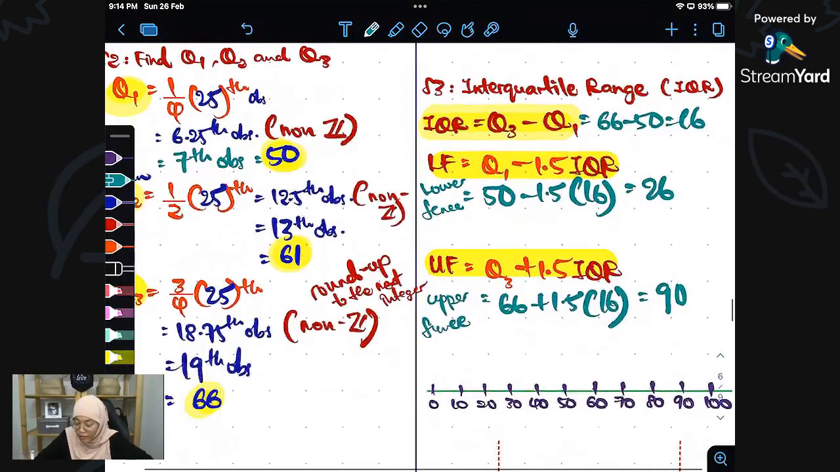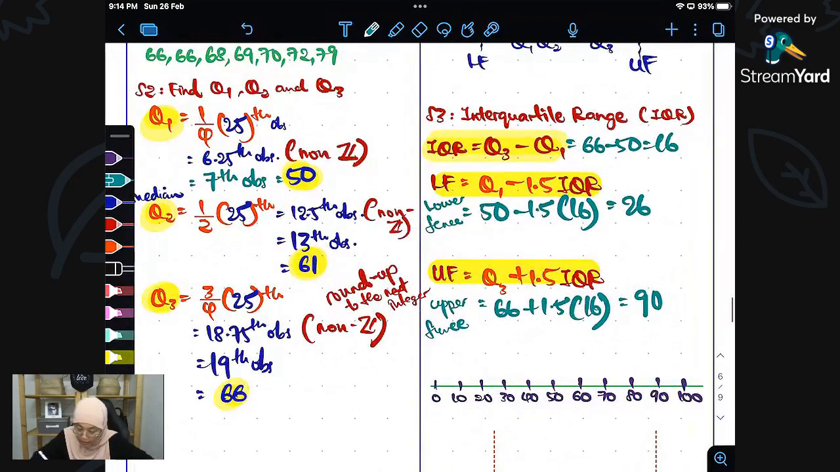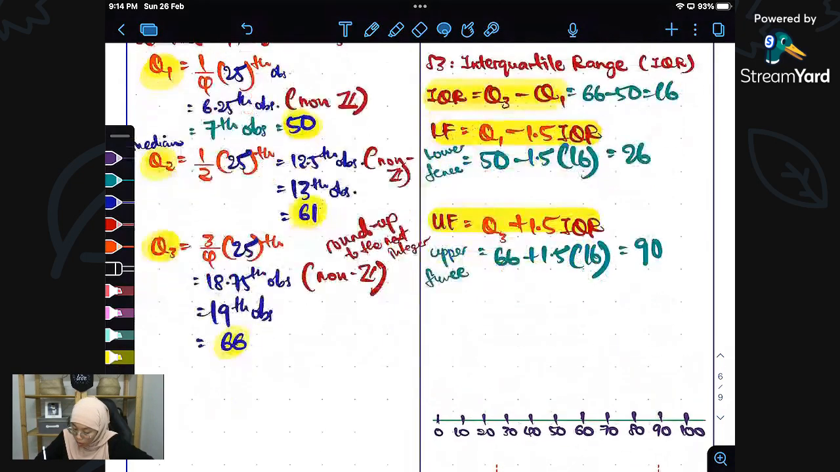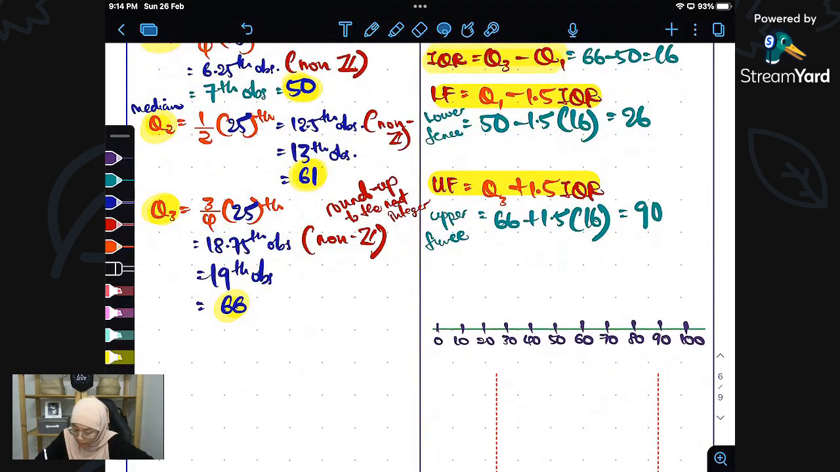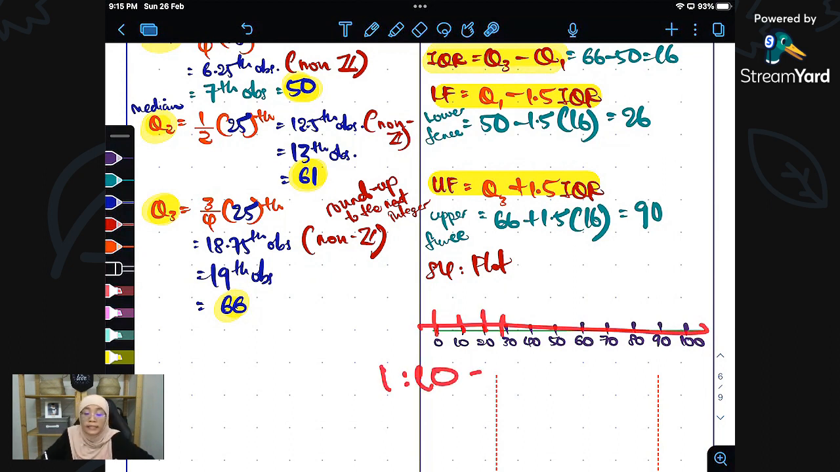Ta-da! And so we are very close to our plot now. The last step is the drawing step. Okay, we are now at step 4, the final step, which is we are going to draw it. Step number 4, we plot. We plot one by one. So before you plot, make sure you do a very nice scale here. The scale is 1 to 10, the distance is 10, 10, 10 so that it is neat and fair.